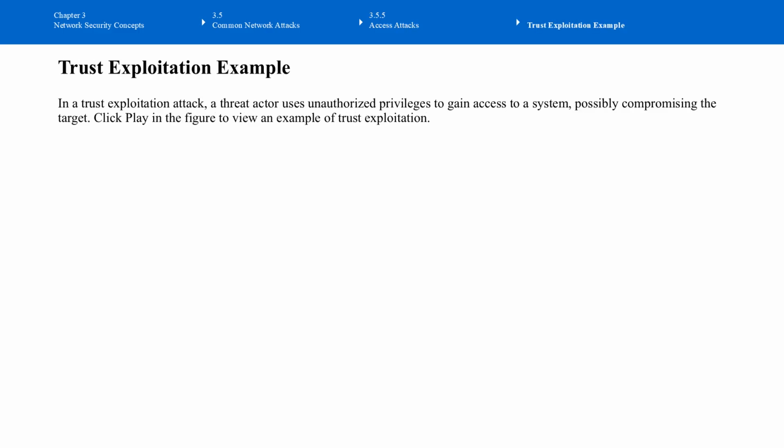A trust exploitation attack takes advantage of a trusted relationship between systems or devices. For example, suppose computer A is trusted by a server and is allowed to access certain resources. If an attacker compromises computer A, the attacker may use computer A's existing privileges to gain access to that trusted server. The server may accept the connection because it believes the request is coming from the trusted system.